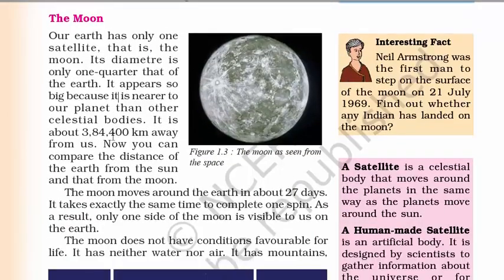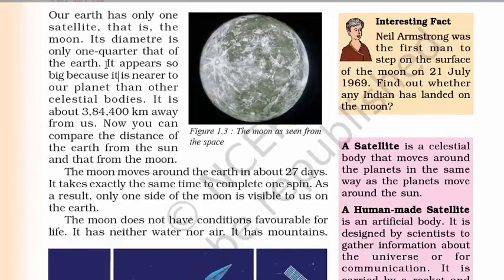Now coming to the Moon. Our Earth has only one satellite. That is the Moon. Its diameter is only 1/4 that of Earth. So the diameter of the Moon is 1/4 of that of Earth. It appears so big because it's nearer to the planet. It is about 3,84,400 kilometers away. That's a fact. Now you can compare the distance of the Earth from the Sun and that from the Moon.